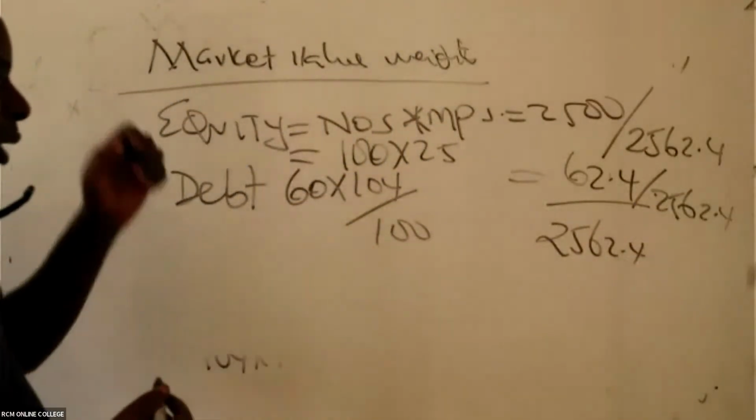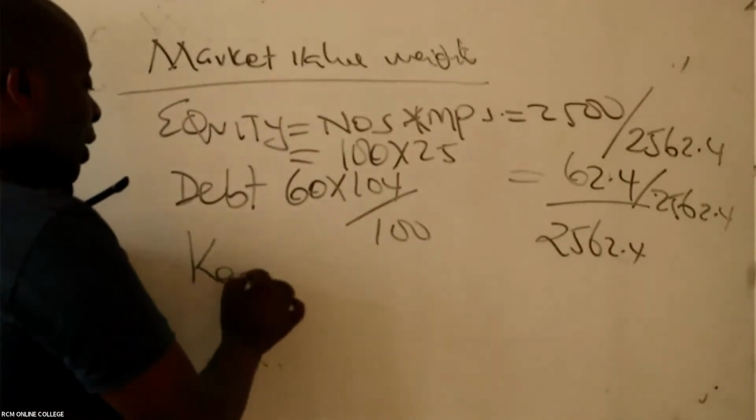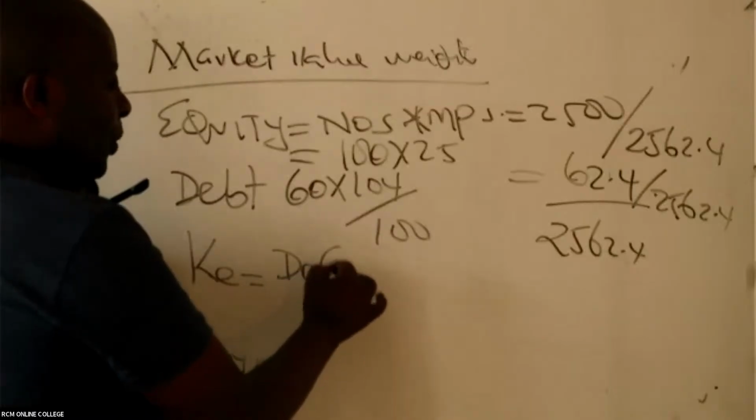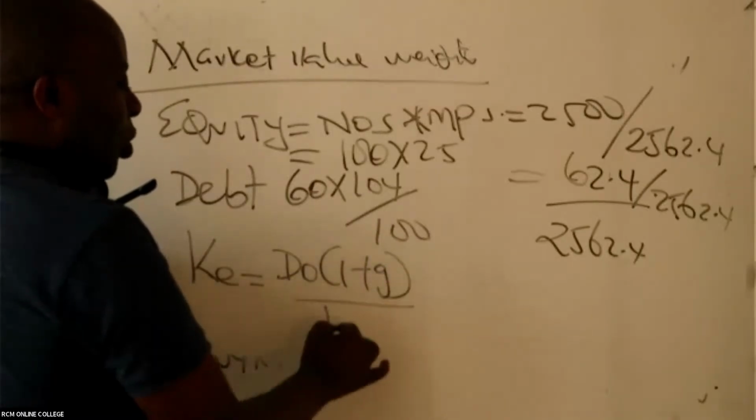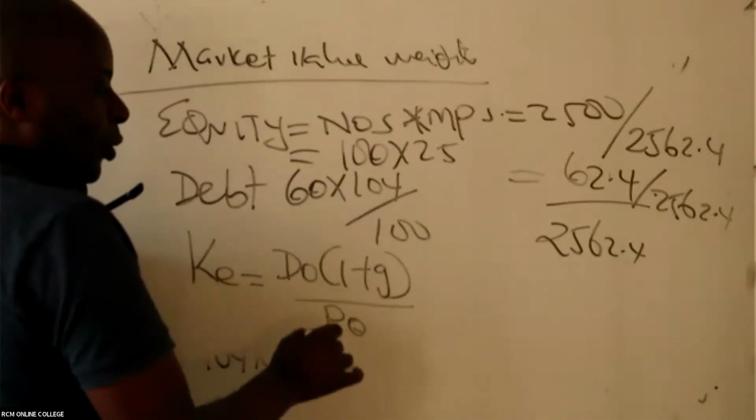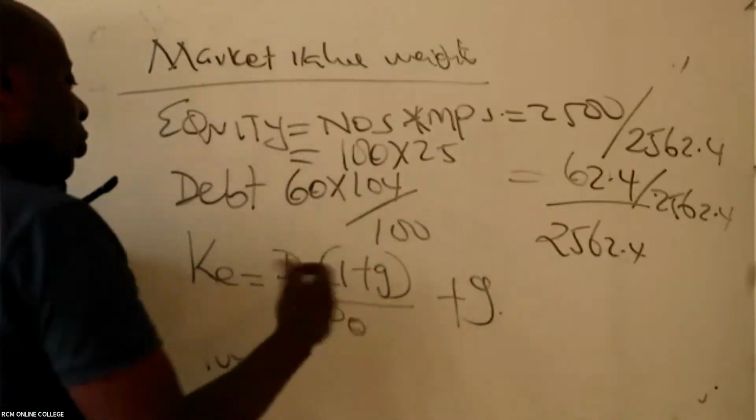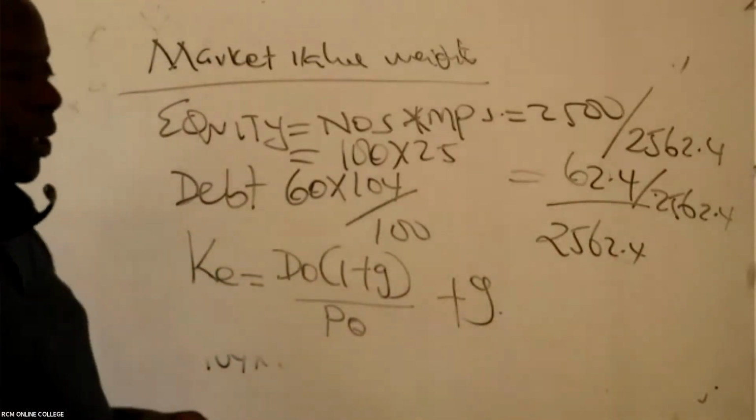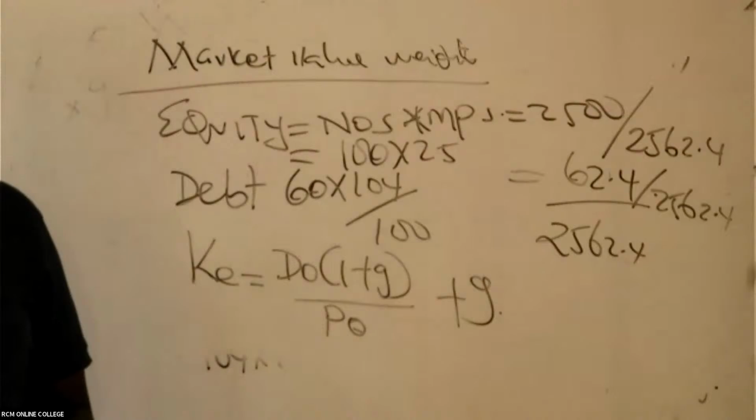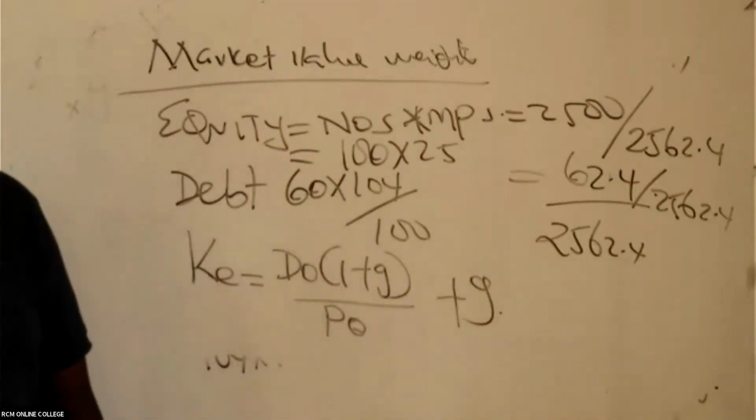And then please don't forget how we got what we call the cost of equity. To get the cost of equity, we took D0 times (1 plus g), all over P0, the current market price per share, plus the growth rate. And most importantly, we are able to calculate the growth rate. So that is our WACC.